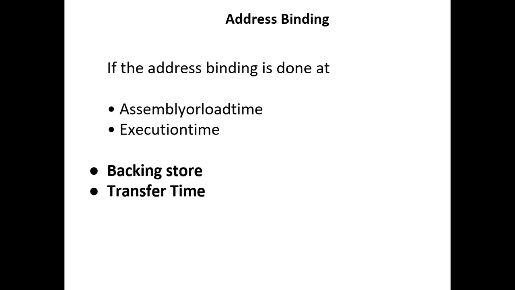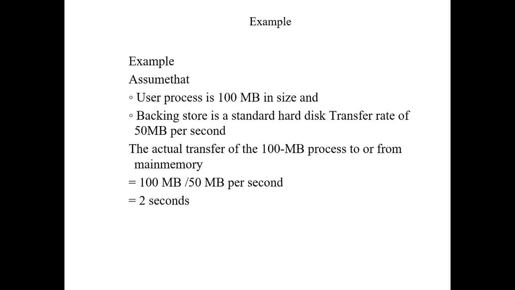Next, let's see an example for swapping. Assume that the process size is 100 MB, and the backing store is a standard hard disk with a transfer rate of 50 MB per second. What is the actual transfer time of the 100 MB process from main memory? It equals 100 MB divided by 50 MB per second, which gives 2 seconds. The swapping time is 2 seconds.